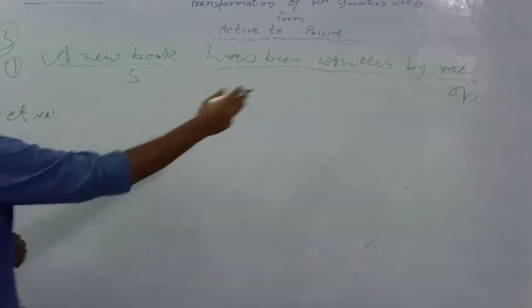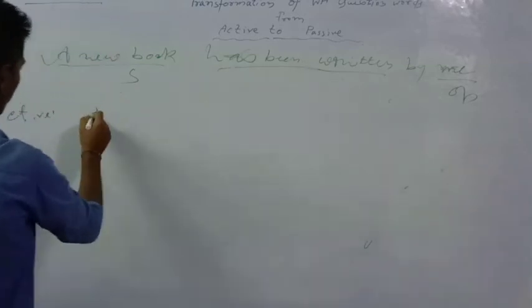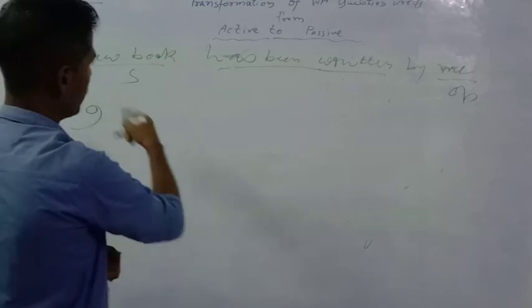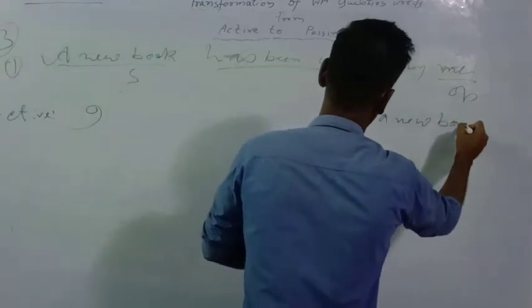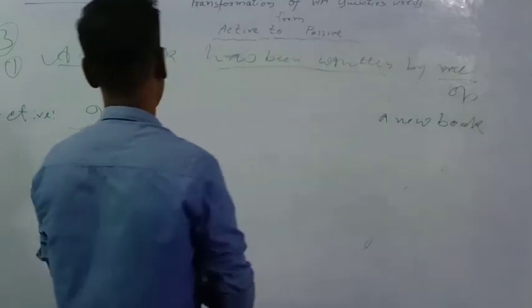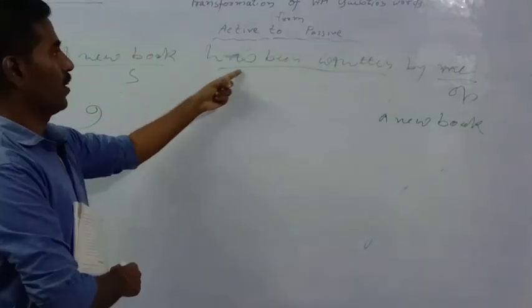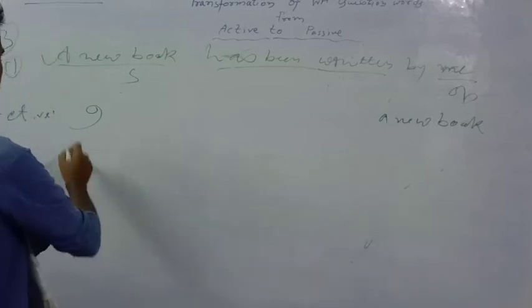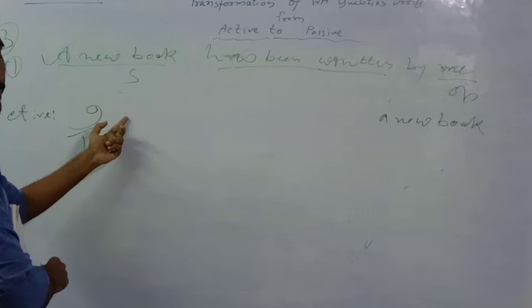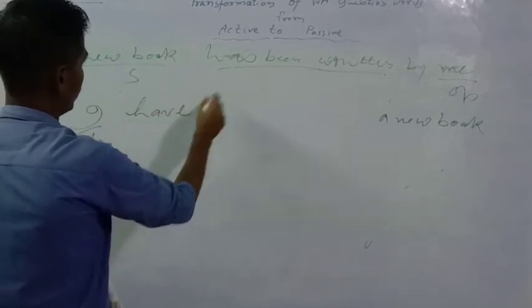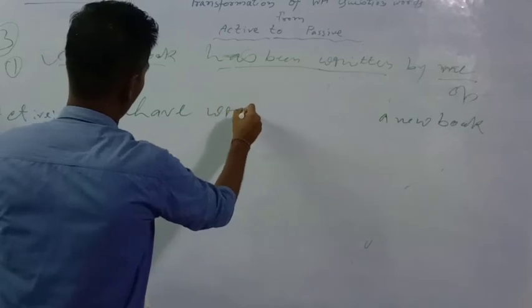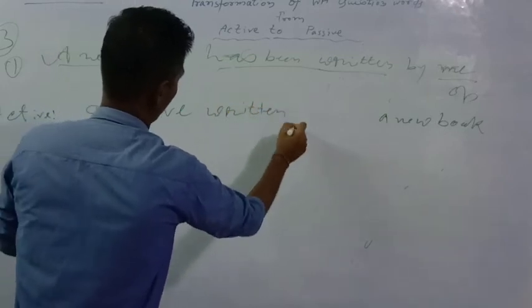So let me change it. Active. Me is the object. It will come to the subject place: I. A new book will go here. Now since I is first person singular number, it will not agree with has. It will agree with have. I have. Then the third form: written a new book. I have written a new book.